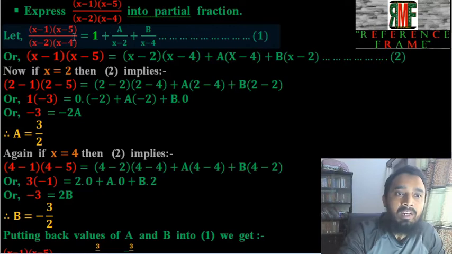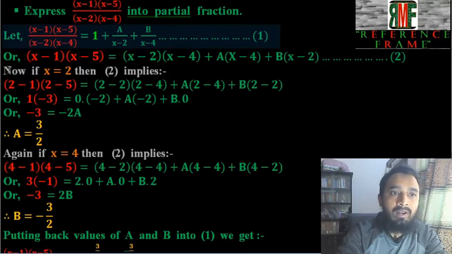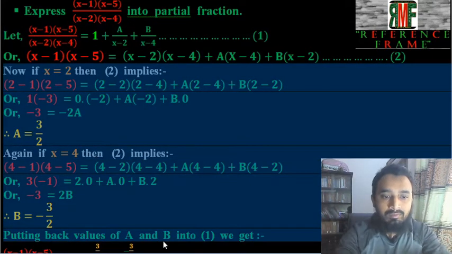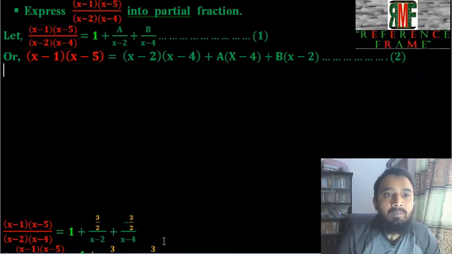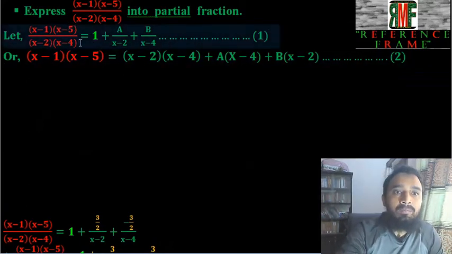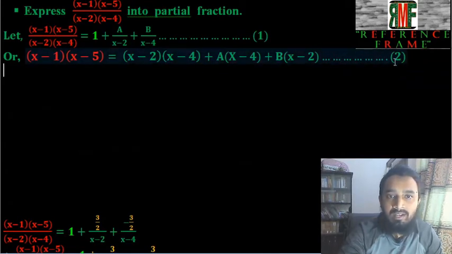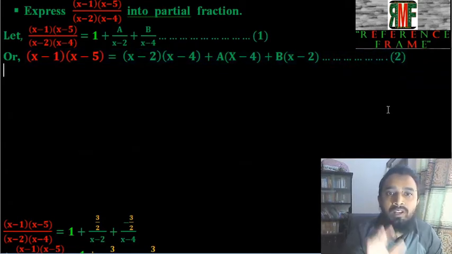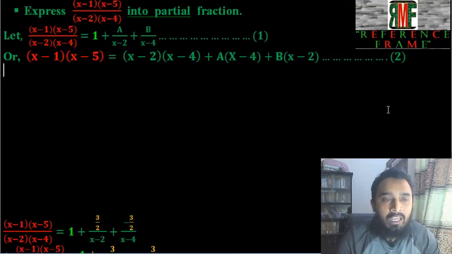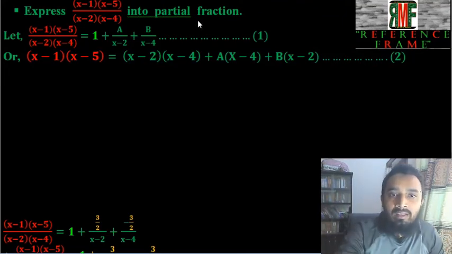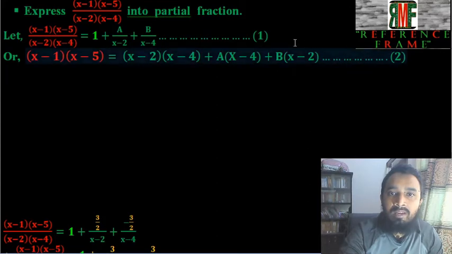So look, if we multiply both sides with this one, what are we gonna have? x minus 1 into x minus 5 is equal to, as you can see on this screen. Now all we need to do is find the value of a and b. If we can find the value of a and b, then our problem is done. In this equation, if we put x equals 2, then this term becomes 0, this term becomes 0. So ultimately we can find the value of a here.